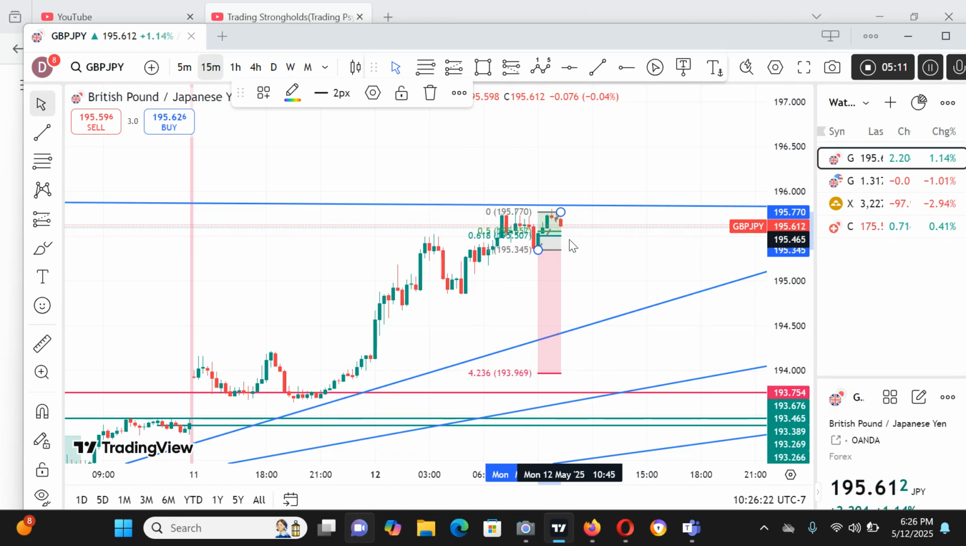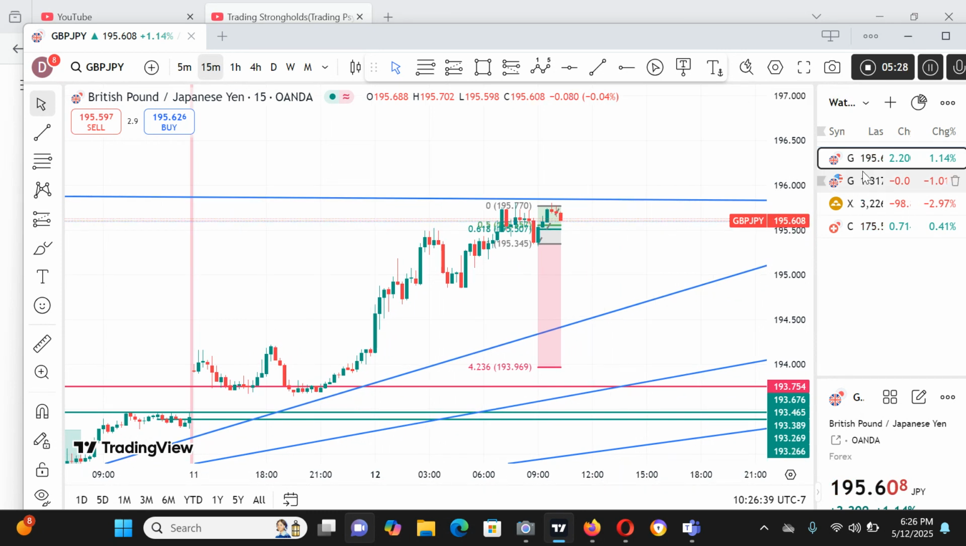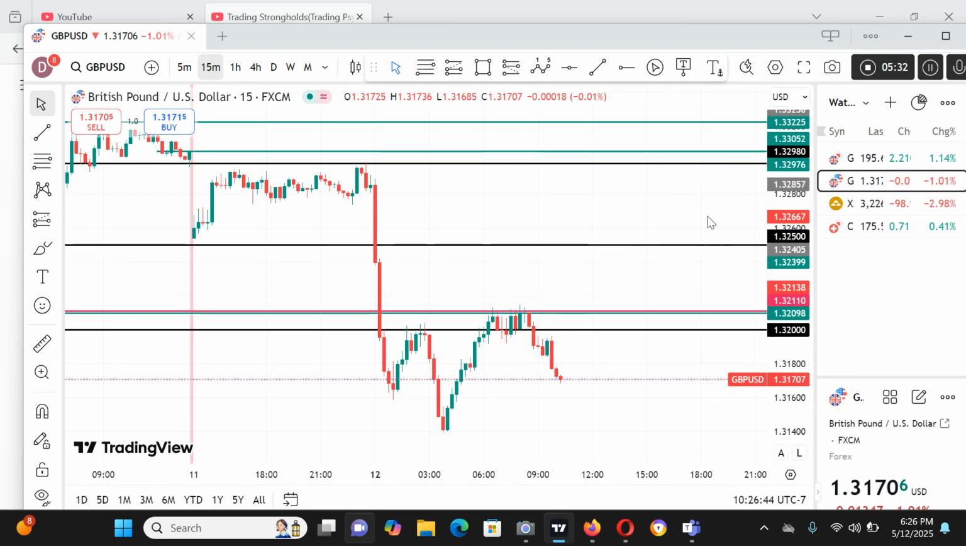So we are expecting the price to retrace up to the 50% before we place our buy. If price did not retrace up to the 50%, then we do not have any business placing any trade. That's the principle behind using Fibonacci retracement. So let's go to the next currency pair, GBP USD.